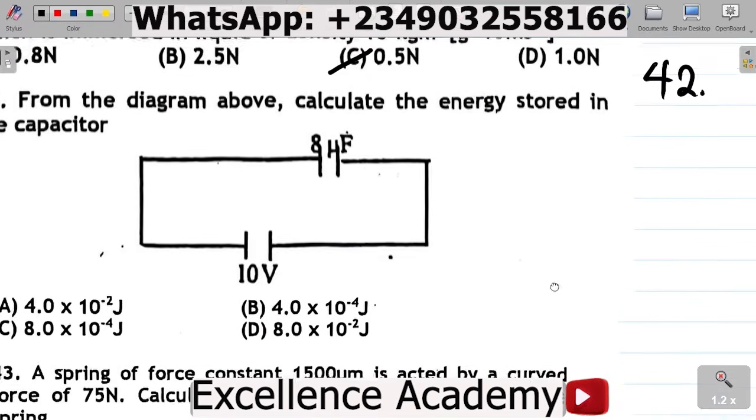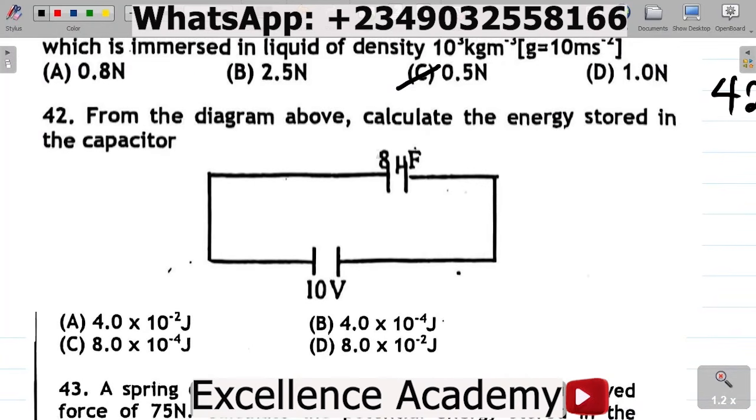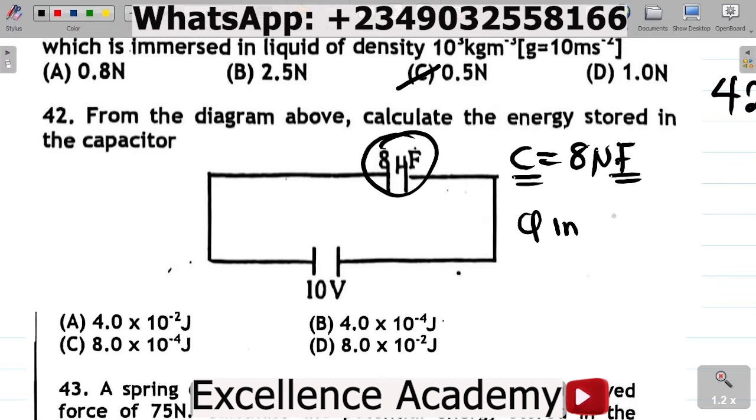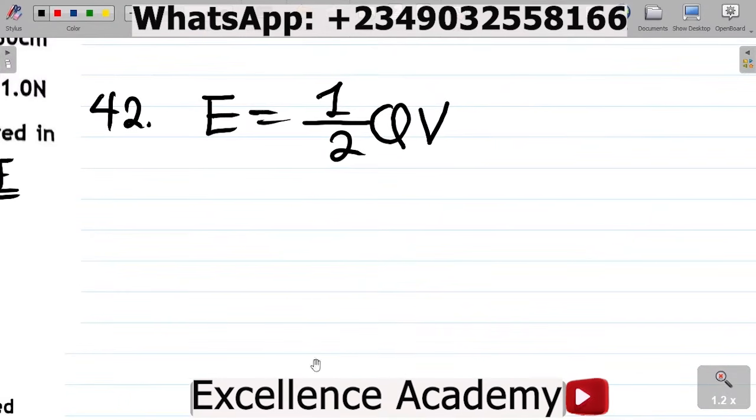Looking at the question, there is no value for charge there. You're given 8 microfarad, and that is the value for capacitance. C is equal to 8 microfarad. I know this is capacitance from the unit because it is capacitance that is measured in farad. Meanwhile, charge Q is measured in coulomb. Since we don't have coulomb here, that's not charge. So is there a way we can bring in capacitance here? Yes, because we know that charge Q is equal to what?